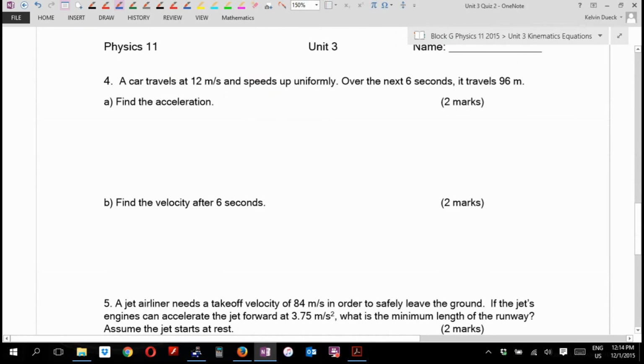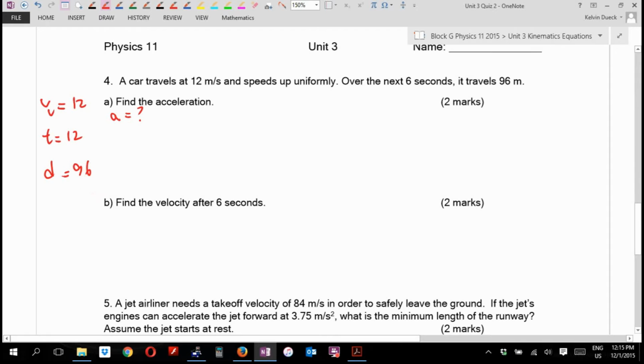Let's pick up the pace a little bit. Cody, you ready? Because you're going to be up. Cody, what's 4A asking me to find? Okay. What do I know? You know the velocity. Which one? 12 meters. No. Which one? VI or VF? VI. Yep. What else do I know? You know time. Yep. And you know distance. Yep.